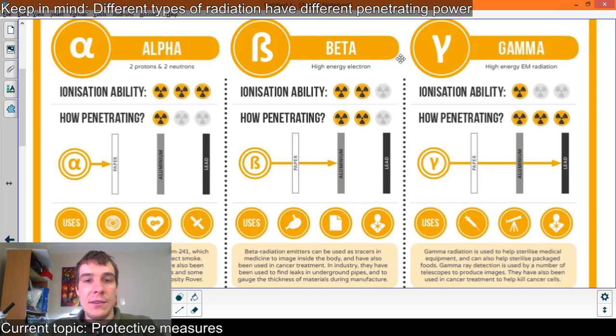Just know this. Know the spread: alpha is the most dangerous, but also the weakest in terms of penetration. Gamma is the least dangerous as an individual thing, but it penetrates much further. So a strong gamma source can get you even through a wall and stuff like that. Alpha, meanwhile, will get stopped by a few feet of air or just a piece of paper and things like that.